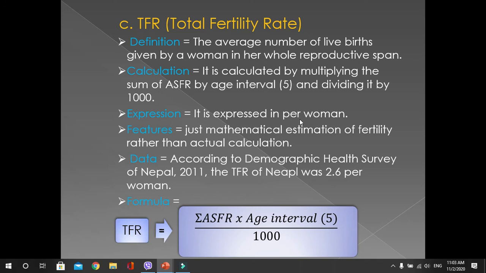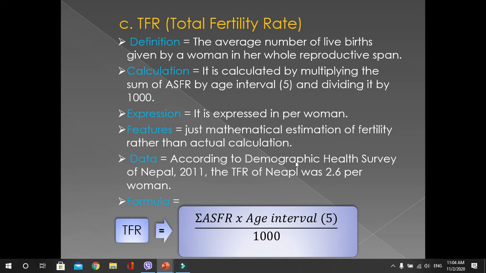Because total fertility rate means the average number of live births given by one woman in her whole reproductive span, you have to express it per woman, and it is calculated by multiplying the sum of ASFR by age interval and dividing by 1000. Same thing here. And as a feature, it is just a mathematical estimation of fertility rather than an actual calculation. This is not the actual calculation. This is just a mathematical estimation, a guess.